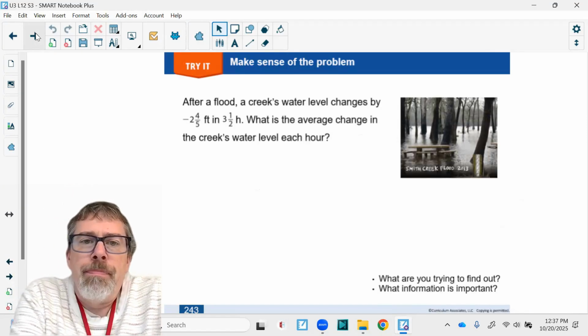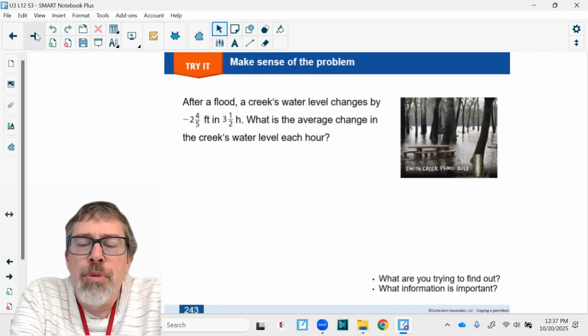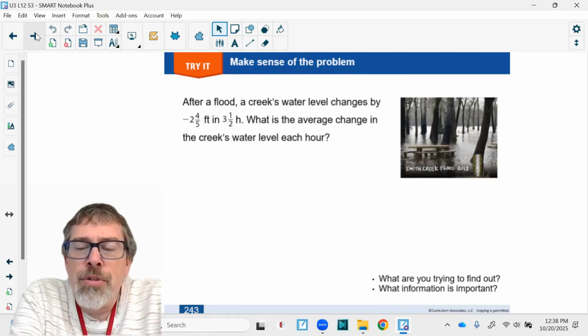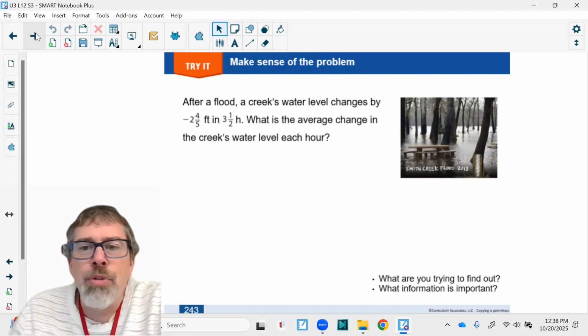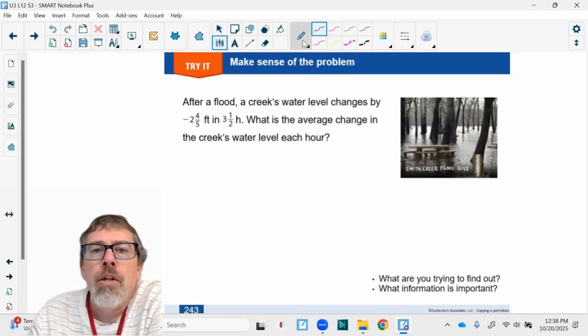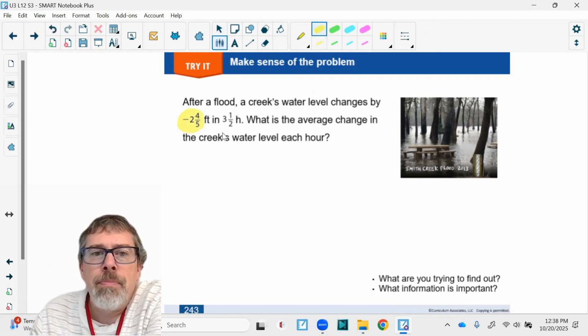Make sense of the problem. After a flood, a creek's water level changes by negative 2 and 4/5 feet in 3.5 hours. Okay, so think about this. For some reason, the area flooded with water. And it says after the flood, the level changes by negative 2 and 4/5 feet in 3.5 hours. So what that means is the water's receding, going back down to the level it's supposed to be normally. So the two values they gave us are the amount it's dropping and how long it took to drop.